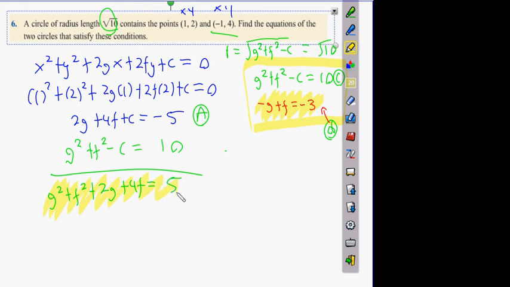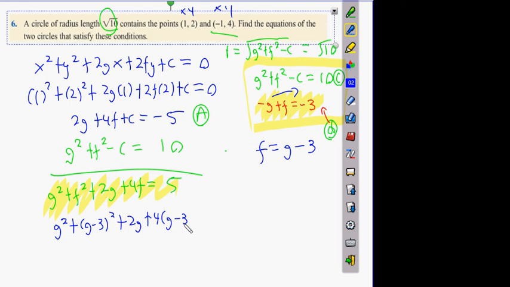To get f in terms of g using the simpler equation, f equals g minus 3. I'm going to plug that into the big one. So I get g squared plus g minus 3 squared plus 2g plus 4 times g minus 3. Going to bring that 5 over to this side and multiply this out. That's g squared minus 6g plus 9. So 2g squared minus 6g plus 2g, minus 4g, minus 4g plus 4g.